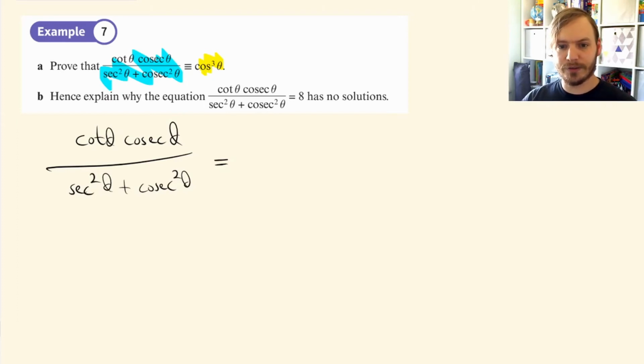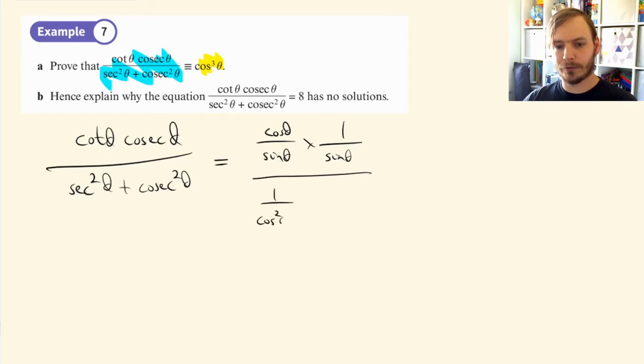So cot theta is actually cos theta over sine theta, and cosec theta is actually 1 over sine theta, and in the denominator sec squared is actually 1 over cos squared theta, and cosec squared is 1 over sine squared theta.